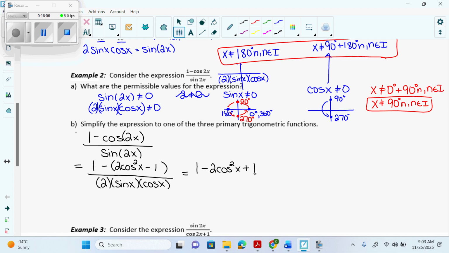Do you see how some people might forget to distribute it to the second one? And then they'll be like, oh, they cancel. And then the answer will be there to that, and you'll be wrong. Okay? So this one isn't a good option, because that will get me negative 2 cos squared x plus 2. It doesn't get me to 1 primary trig ratio. So I can't choose this one.